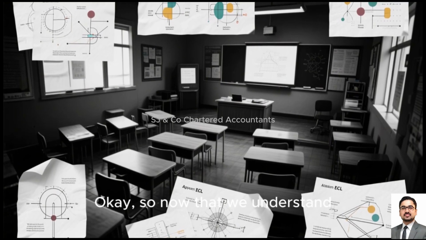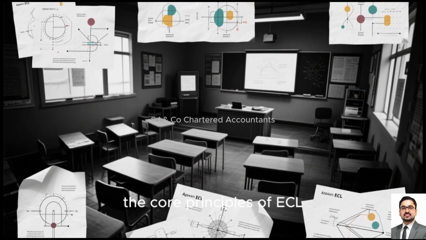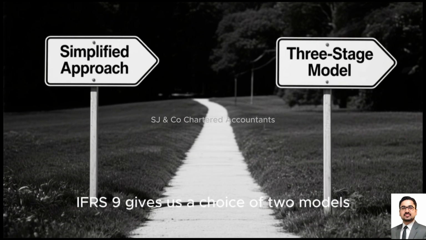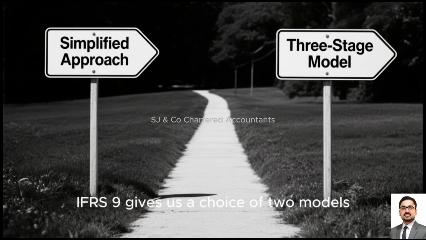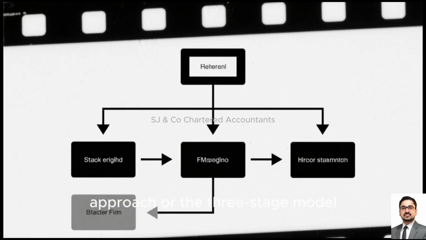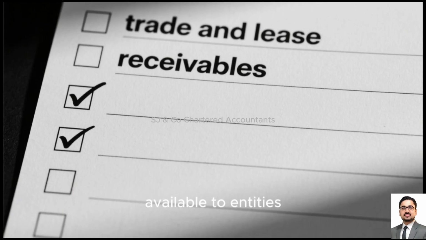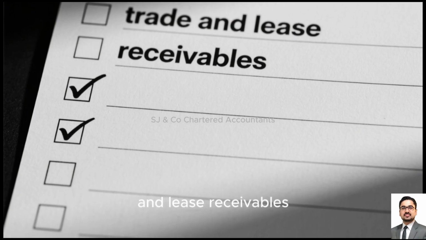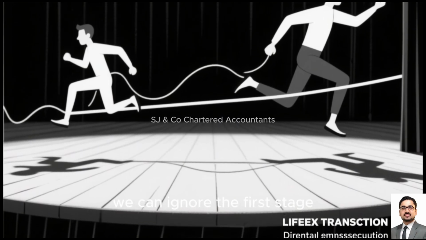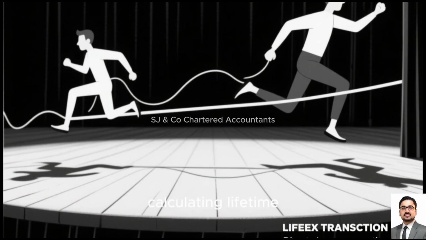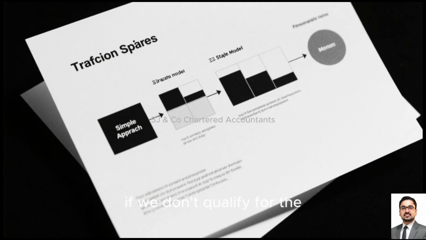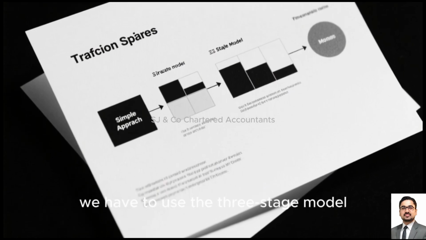Okay, so now that we understand the core principles of ECL, let's see how they apply in practice. And just so you know, IFRS 9 gives us a choice of two models. We can either use the simplified approach or the three-stage model. The simplified approach is only available to entities with trade receivables and lease receivables. And for those types of receivables, we can ignore the first stage altogether and jump straight to calculating lifetime expected credit losses.